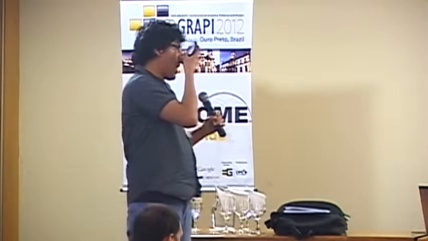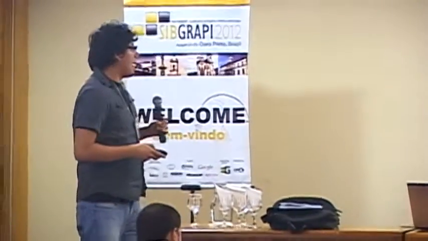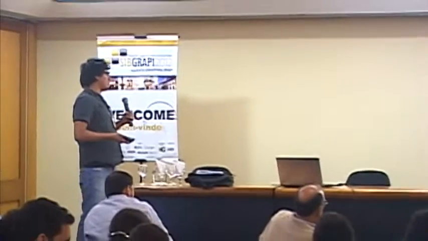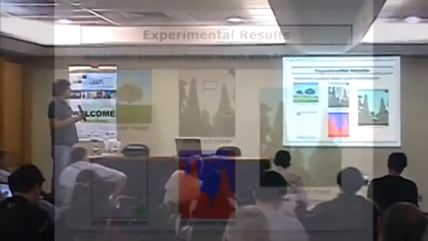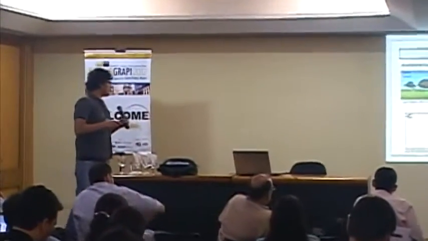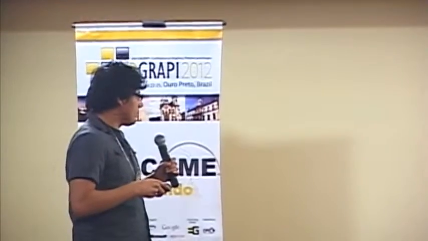Okay, the first one. In this case, we use an example-based result. This is our source. We select two regions to do the match with the target image. This is the result of the multidimensional projection.